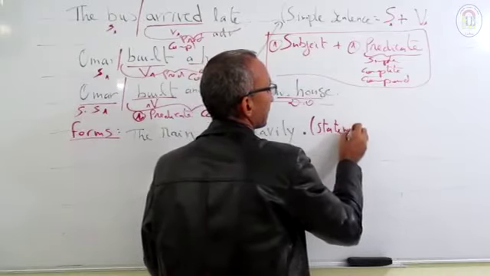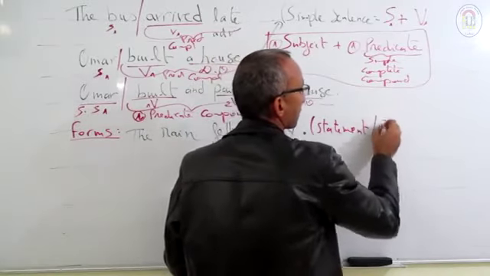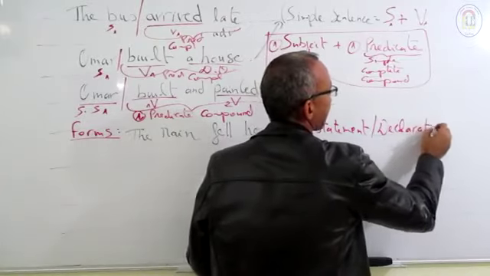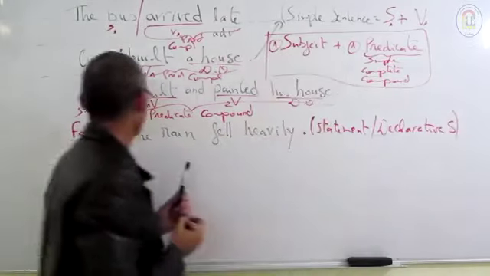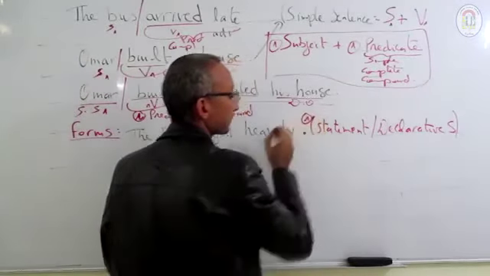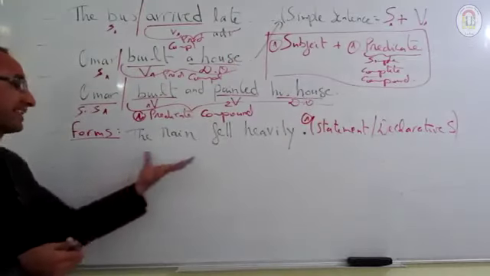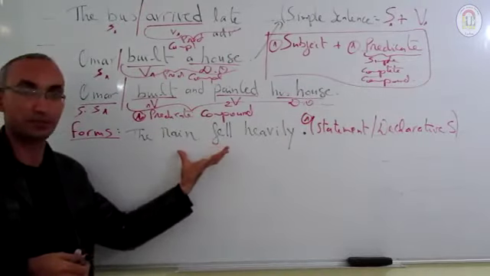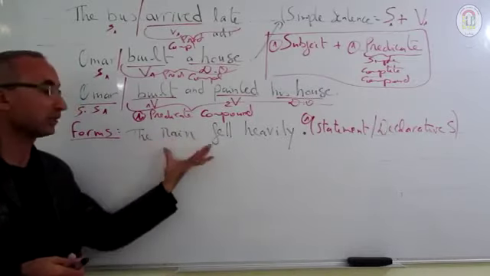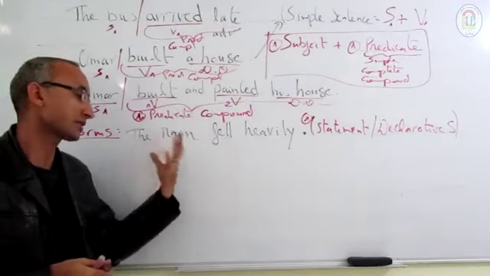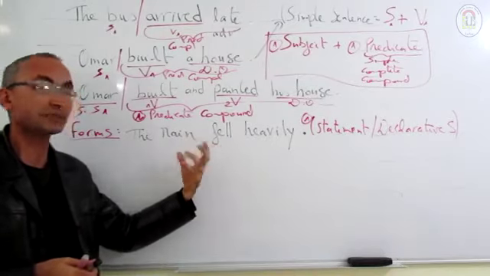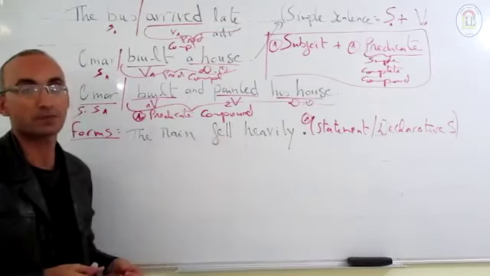a statement, or it is also called a declarative sentence. This is the first form, number one. Clear? Because it declares, it gives some information about usually the subject. And also it states to us things about the action of a sentence.